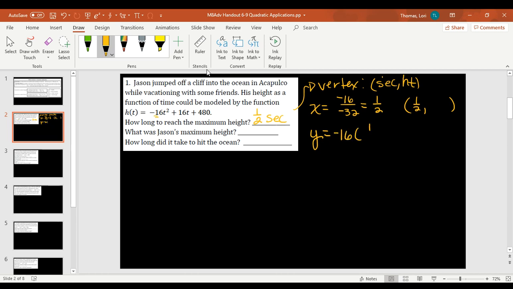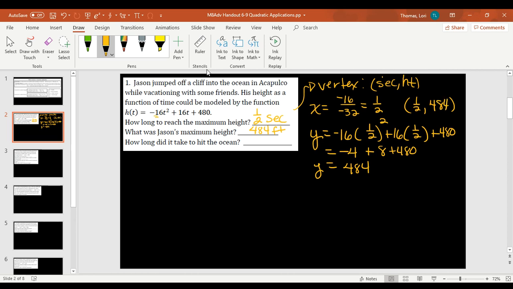-16 times 1/2 squared plus 16 times 1/2 plus 480. 1/2 squared is 1/4. 1/4 of -16 is -4. 1/2 of 16 is 8. And then we're going to add this together. And the y value, I get 488 minus 4. So 484 feet. Units, don't forget your units. So this would be my vertex.